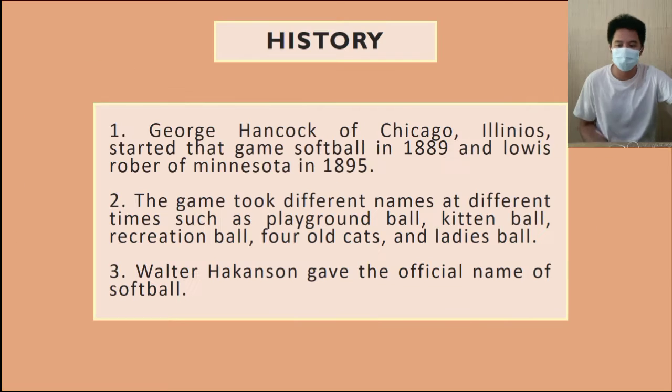Softball. History. George Hancock of Chicago, Illinois started the game of softball in 1889 and Lewis Rober of Minnesota in 1895. The game took different names at different times such as playground ball, kitten ball, recreation ball, form of indoor baseball, and ladies ball. Walter Hakanson gave the official name of softball.